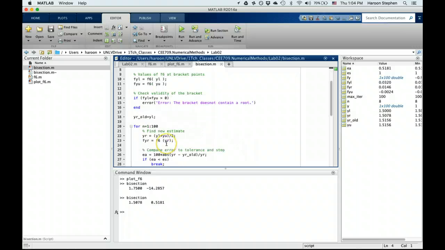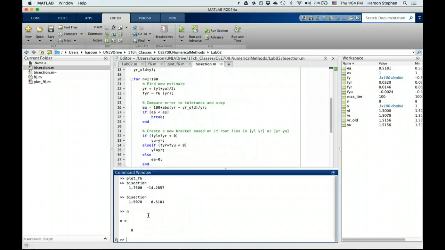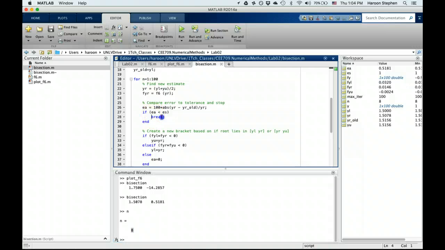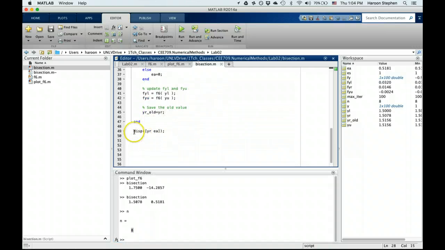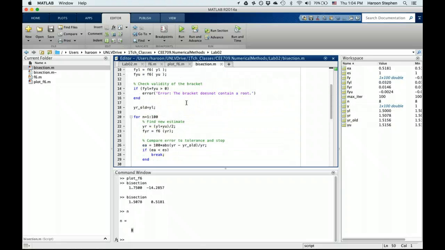It will be interesting to see how long it took to run. If you look at the value of n, it looks like it took 8 iterations. So it didn't do this thing 100 times. It only did it 8 times, and by the 8th iteration it had reached enough error that it broke out of the loop and reached here. And this is how you implement the Newton-Raphson method.